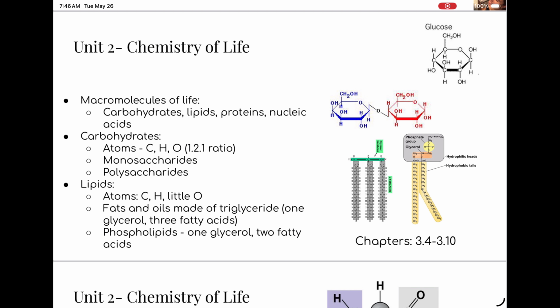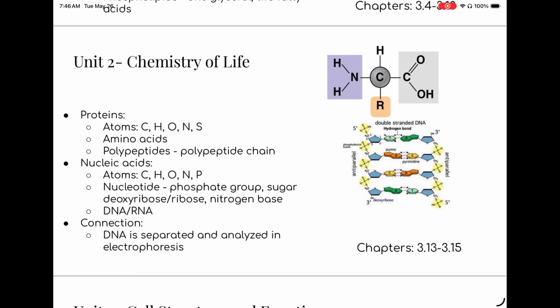Proteins contain carbon, hydrogen, oxygen, nitrogen, and sulfur. Its monomers are amino acids, and its polymers are polypeptides. Many amino acids can form a polypeptide chain, just like how monomers are like building blocks and they make polymers.